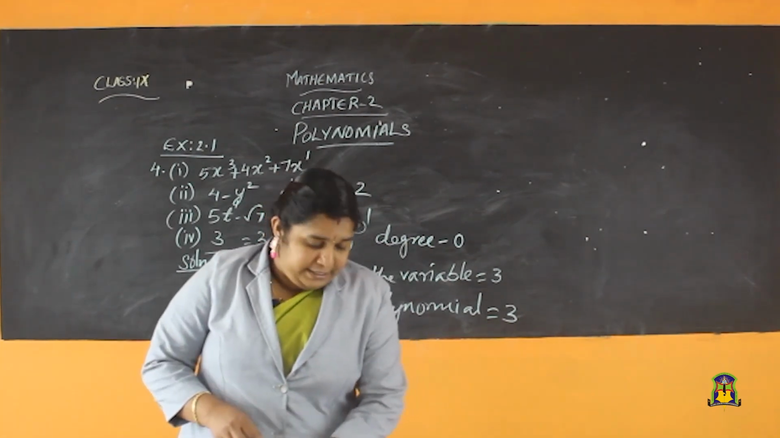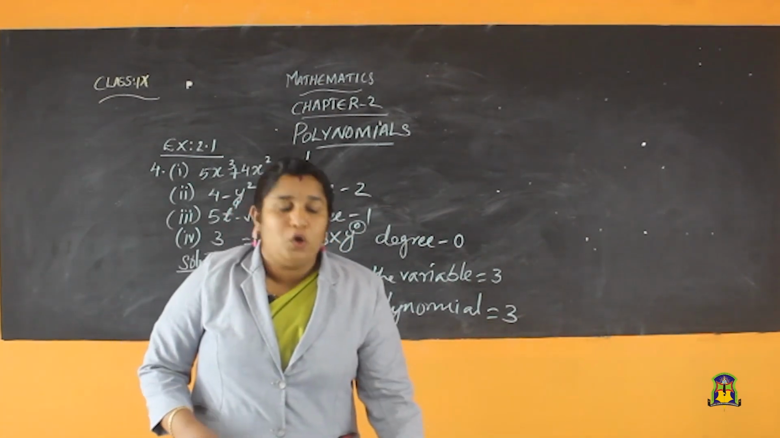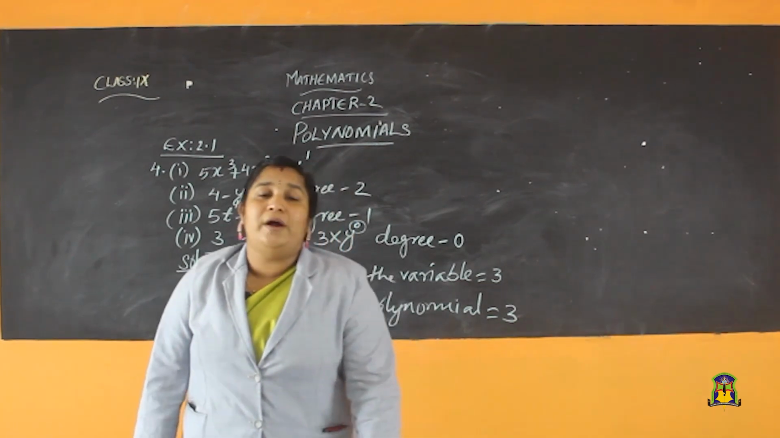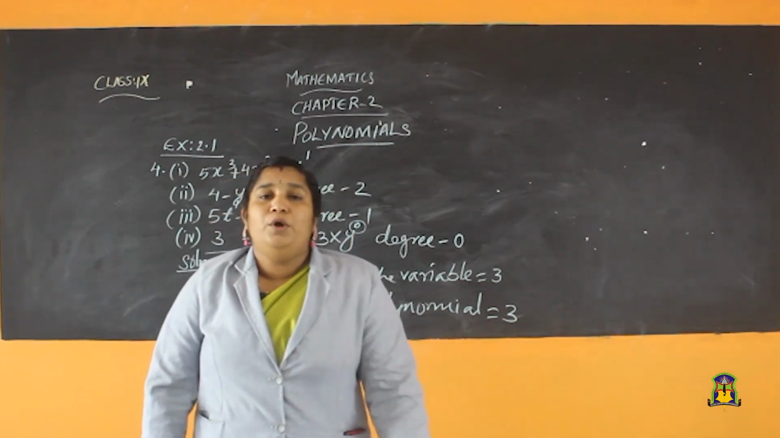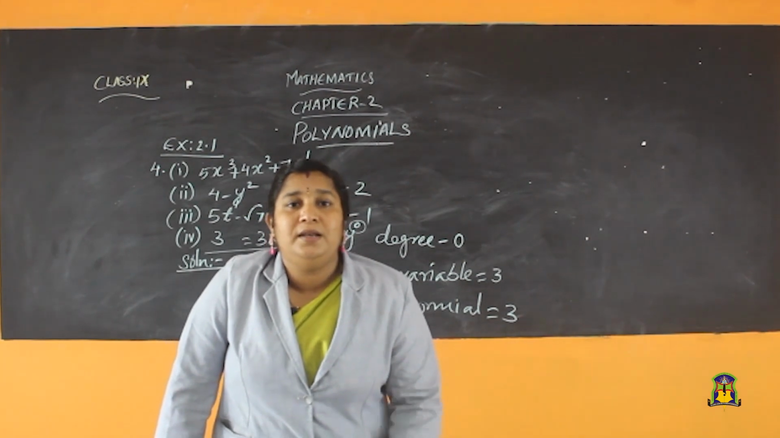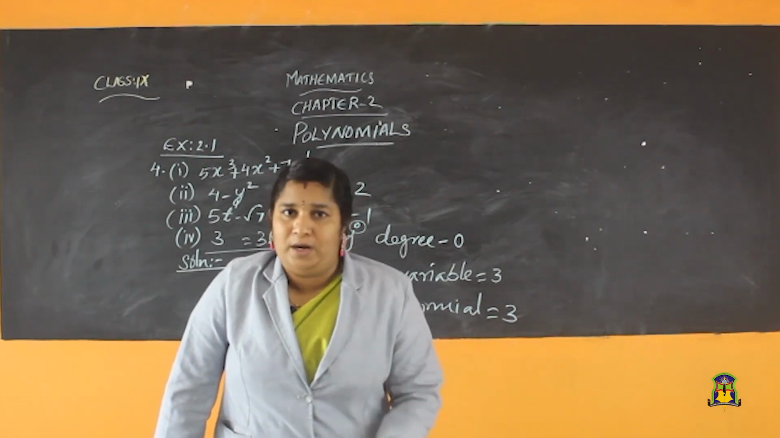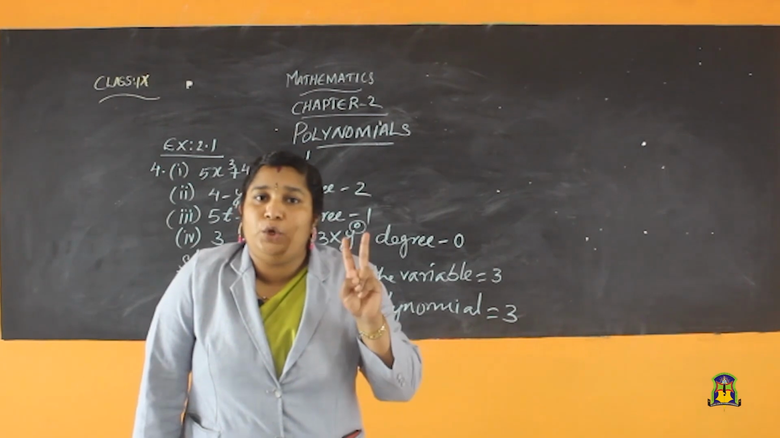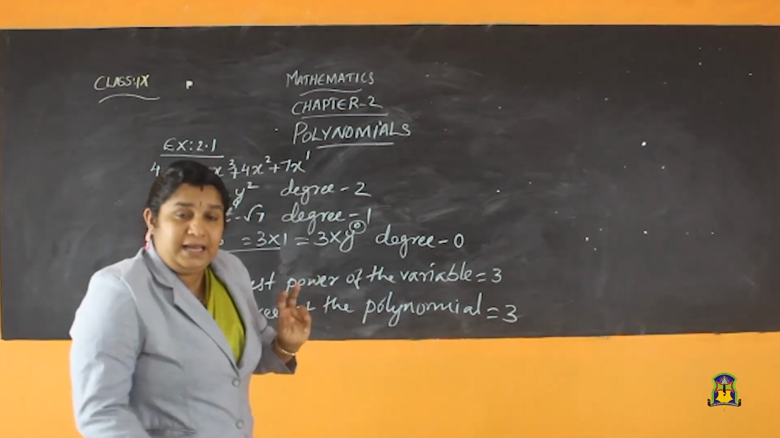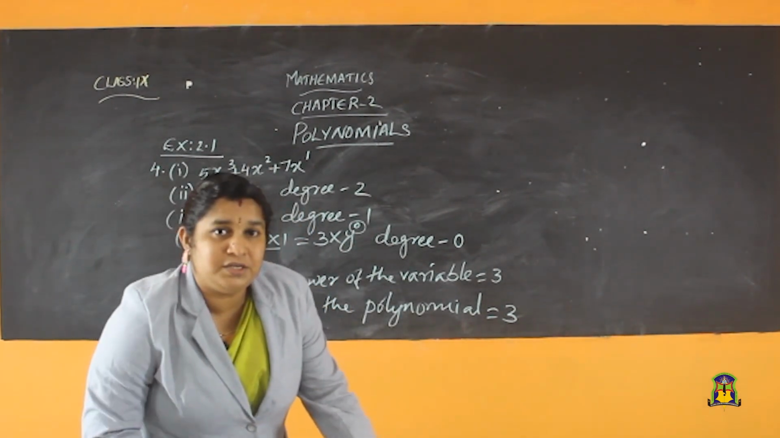Okay. The next question: classify the following as linear, quadratic and cubic polynomial. What do you mean by linear polynomial? Linear polynomial means degree 1. Quadratic means degree 2. Cubic means degree 3. Shall I write that question over there?